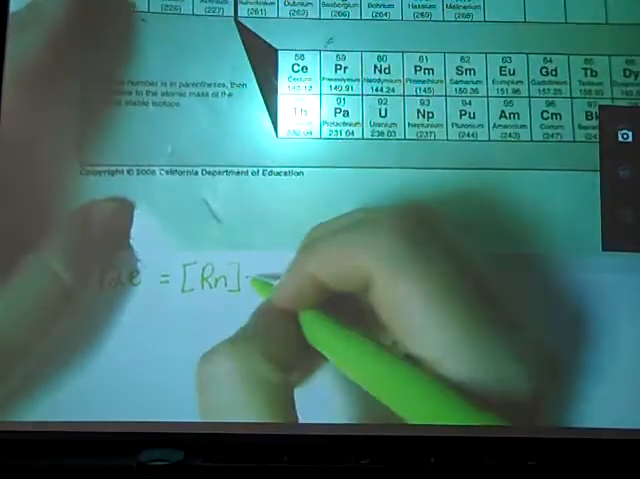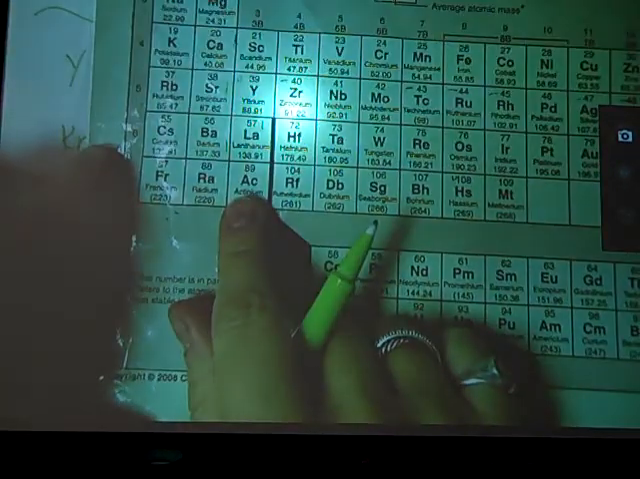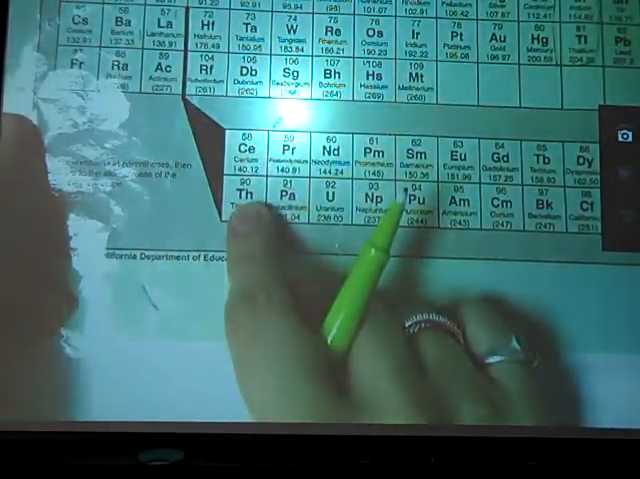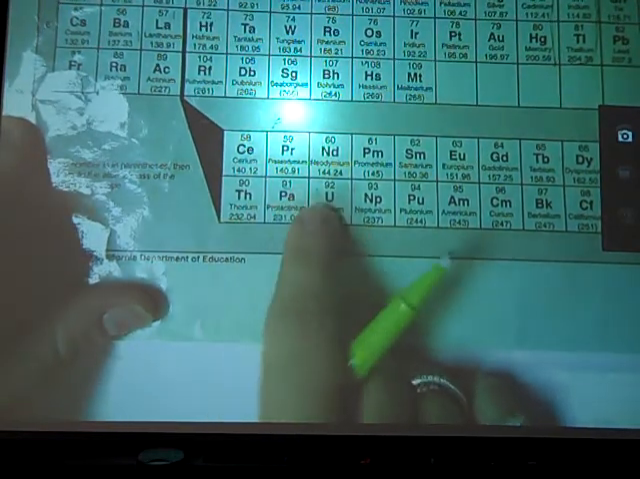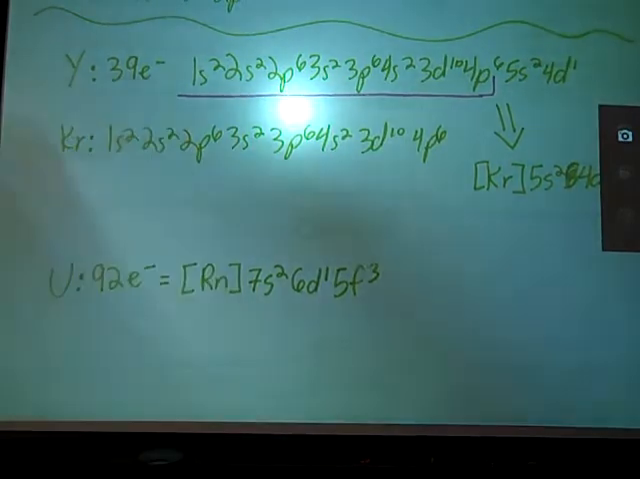7s2. Here's 6d1. On down here to 5f3. I'm going to do one more example.